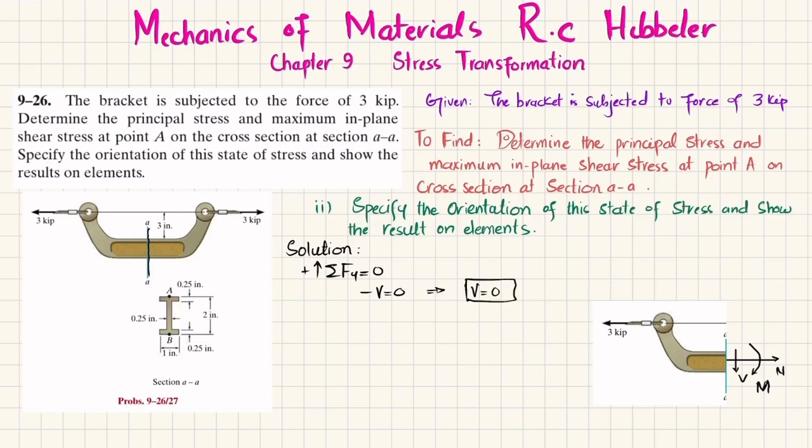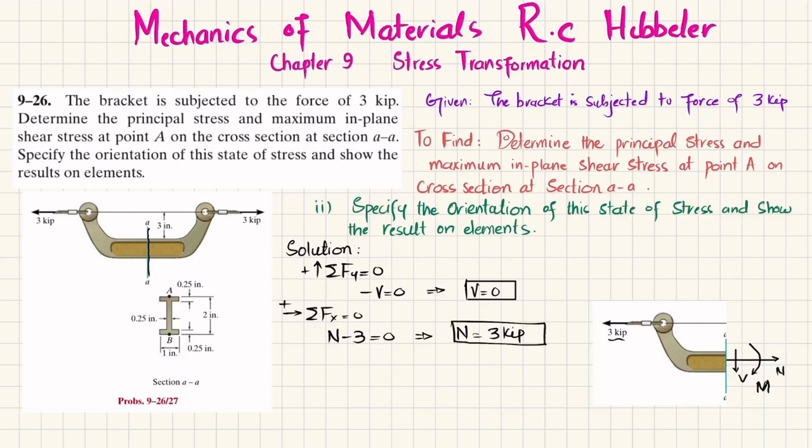Now we'll find N by using the equation of equilibrium that the sum of all forces along the x direction must be equal to 0, with force in this direction taken as positive. You can see N is in the positive direction and this 3 is in the negative direction. Their sum must be equal to 0. So from here we get N is equal to 3 kip.